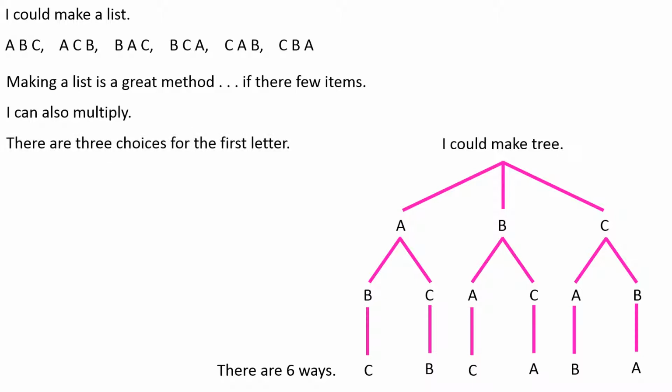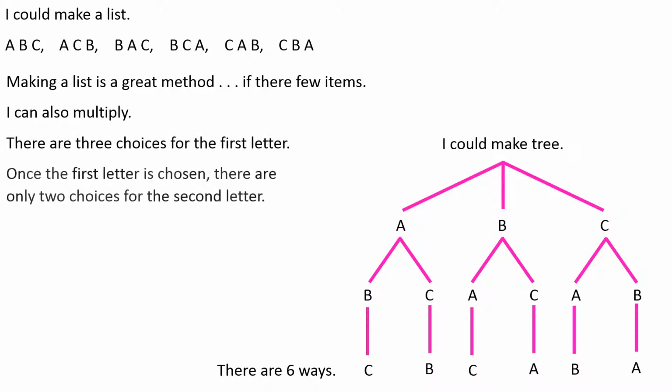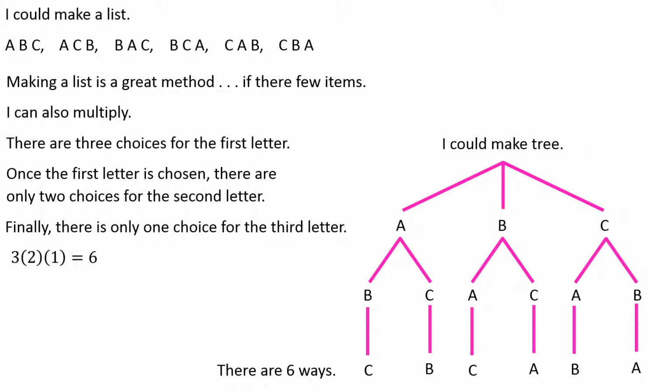So the easiest of the bunch is going to be multiplying. Right? 3 choices for the first letter, 2 choices for the second letter, 1 choice for the third letter. 3 times 2 times 1 makes 6, right? That'll be the easiest, most concise way of doing this. Instead of making a tree or trying to make the list, just say, hey, 3 times 2 times 1 is 6.